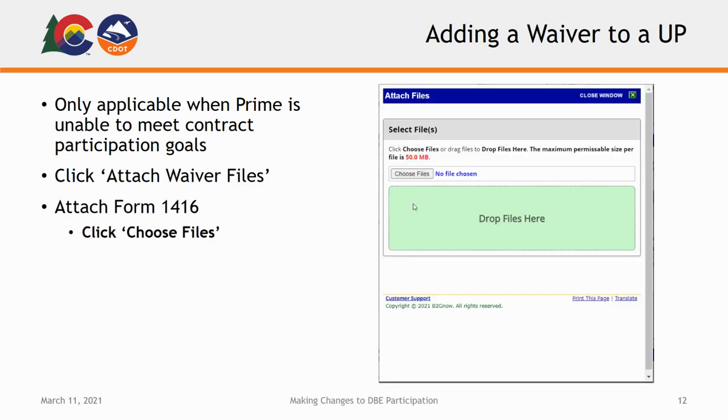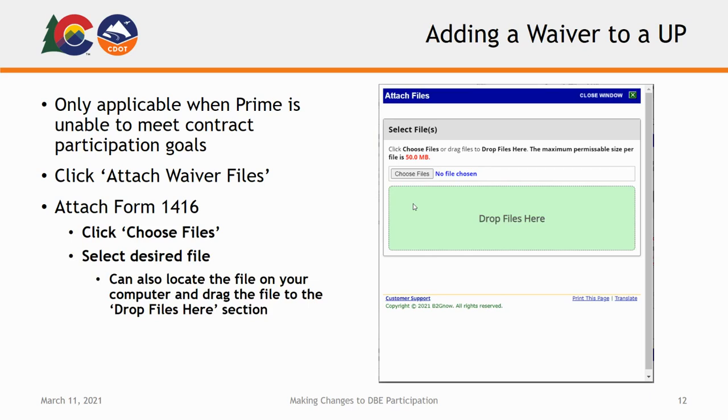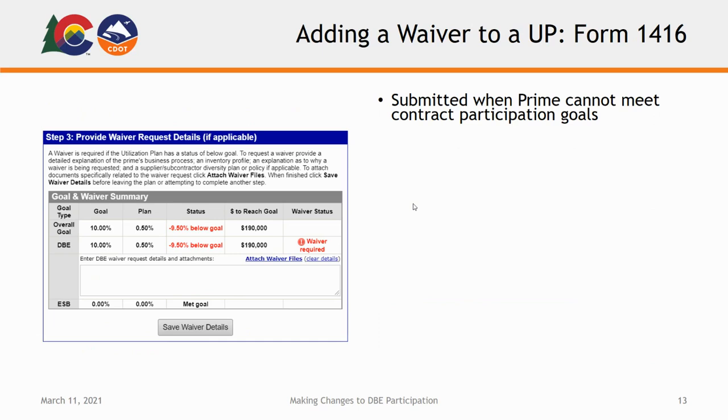Begin by clicking Choose Files. Locate and select the Form 1416 file on your computer, or you can also drag and drop the file into the Drop Files Here section. Click Upload to finish uploading the form.